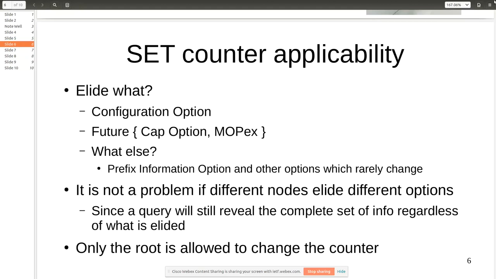Next, the set counter is going to be controlled by the root node alone, and only the root node can change or increment the counter in all the modes of operation.